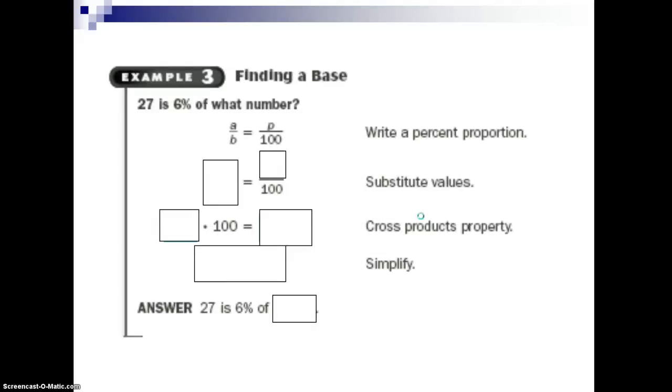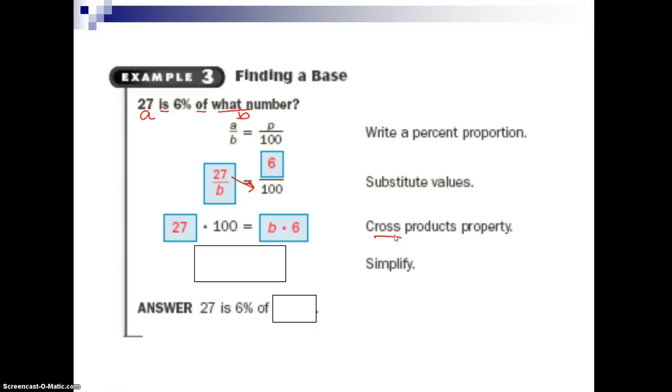In example 3, find a base. Here's that word "is," and before the "is" is the A. After the "of," that's your B. So let's set that up. 27 over B equals 6 over 100. I use cross products, they do not. Actually, this time they do. You can see that they do this time. 27 times 100 equals 6B. Divide by 6 after you multiply, and you get 450. 27 is 6% of 450. 450 is your base.